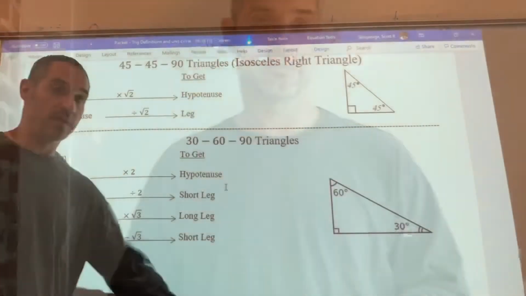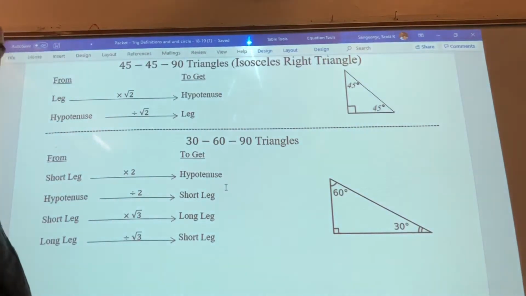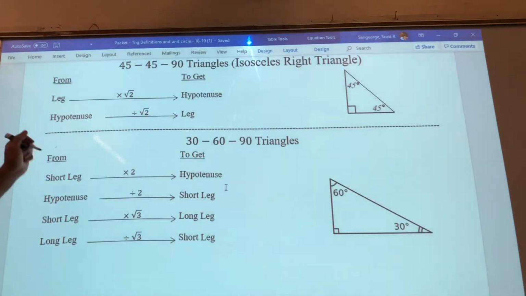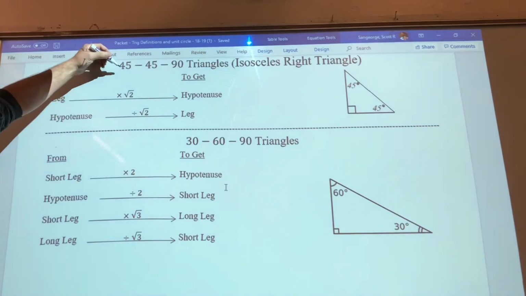Okay, so today we're going to talk about 30-60-90 right triangles and 45-45-90 right triangles. These are special right triangles. It's going to be a part 1 and a part 2. This is a recap of what we have been going through. So this is 45-45-90 right triangles.